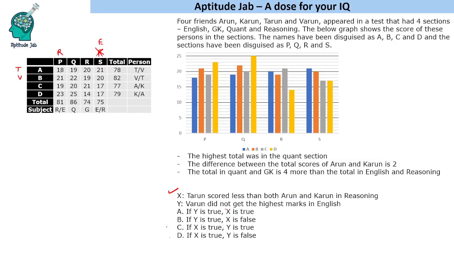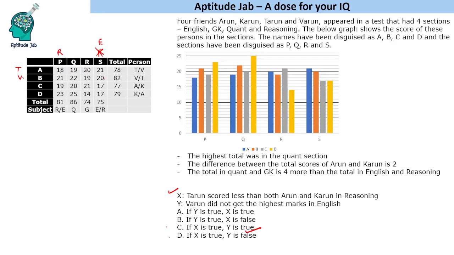Let's see why. Varun did not get the highest marks in English. Now, we can tell whether it is true or not. See, if X is true and you get this, that Varun did not get the highest marks in English, we already know this is Varun and he did not get the highest marks in English. So if X is true, Y is true. If you want to check for the other condition, we can check for that as well. So if you take X as true, Y will obviously be true.